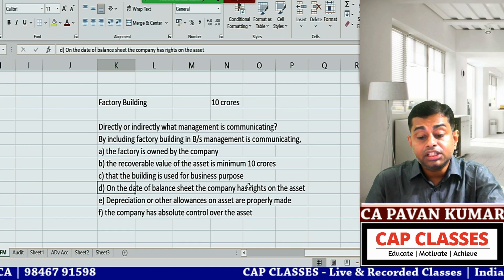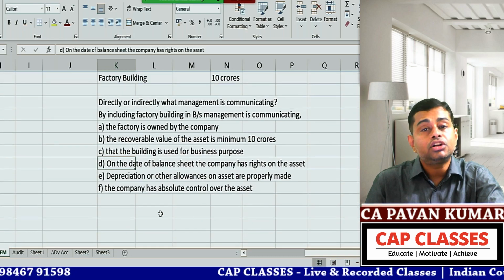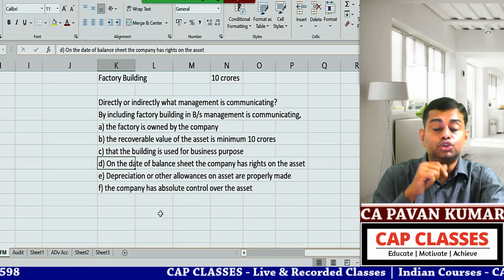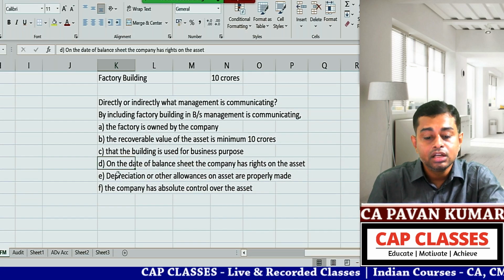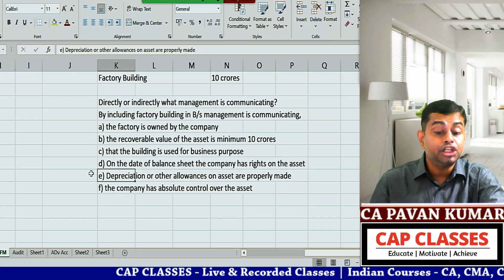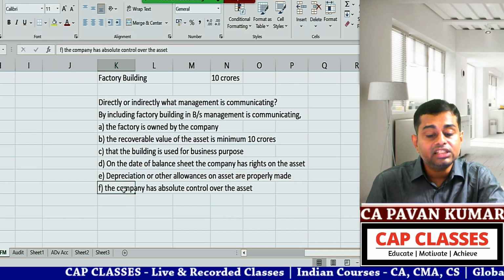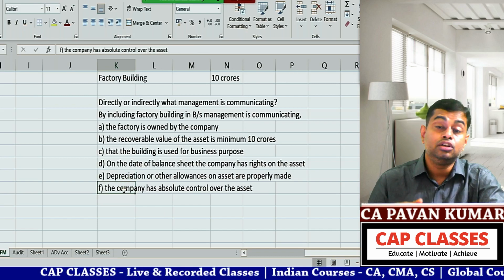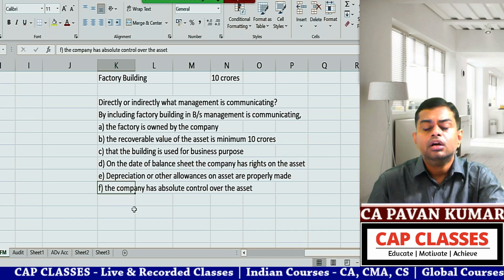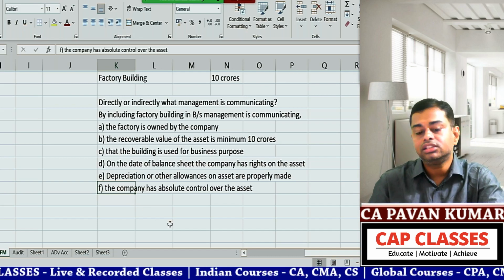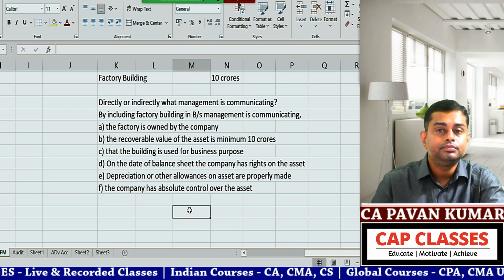On the date of the balance sheet, whether the company has rights on the asset. Say for example, if the company sold the asset on the 30th, on the 31st you should not include that in your balance sheet. Then depreciation and all, this is valuation. Then the company has absolute control over the asset, satisfying the definition. Then you can write about future economic benefits, recognition, all these things you can write. Measurement.